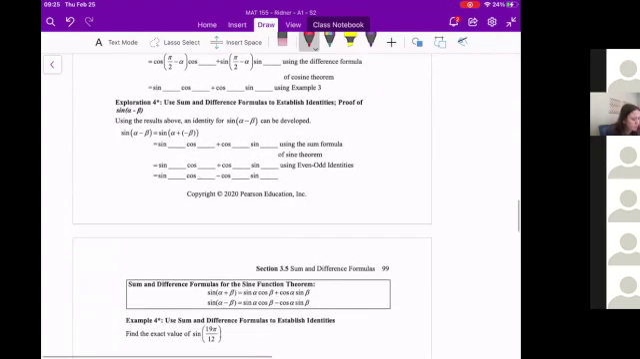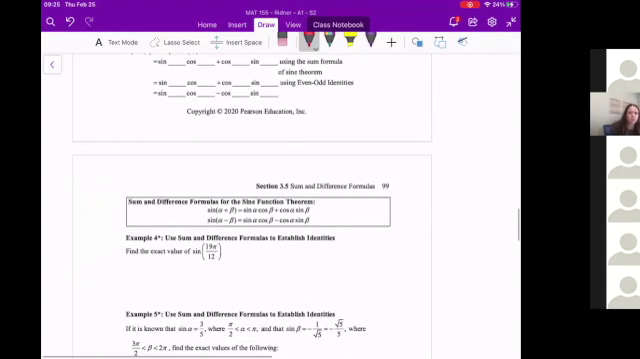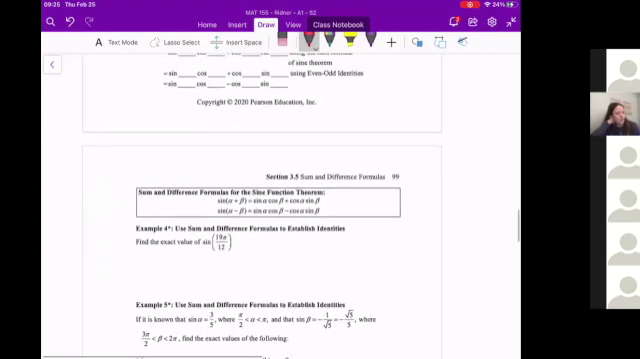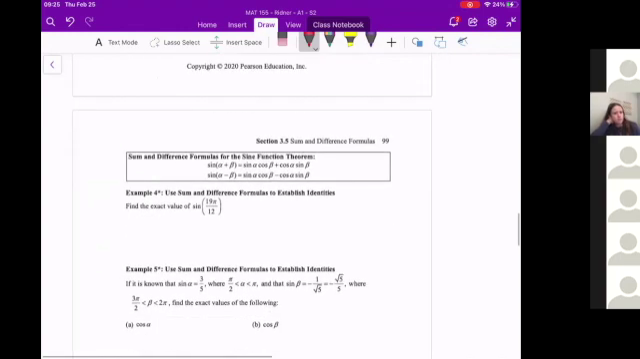These are just more proofs. Your homework, quiz, or test is more straightforward, so I'm going to keep going with the straightforward ones. So the sine formulas are a little different in order, but they work the same way.